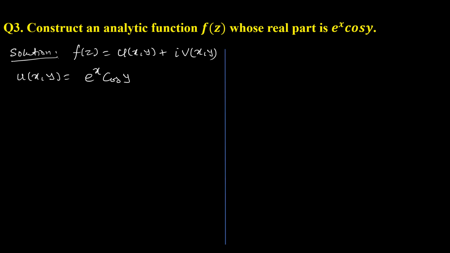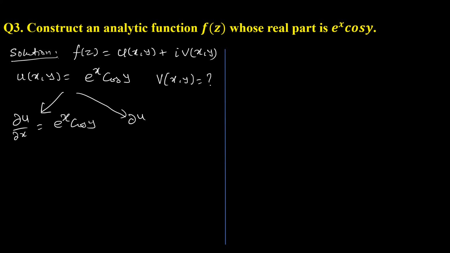If we want to construct the analytic function, it means we require v(x,y). To get this, first we take the partial derivatives of u. The first partial derivative, del u upon del x, by keeping cos y constant, will be e to the power x cos y. And the second derivative, del u upon del y, can be written as minus e to the power x sin y, because the derivative of cos y is minus sin y.